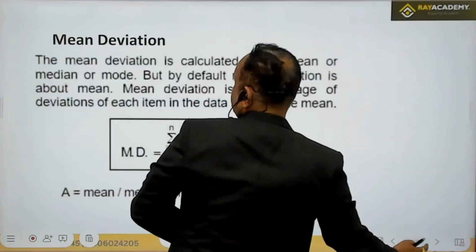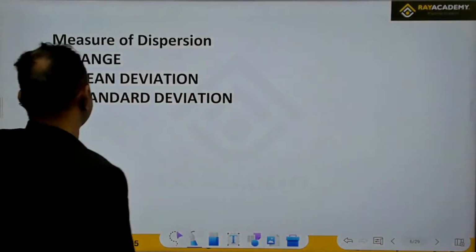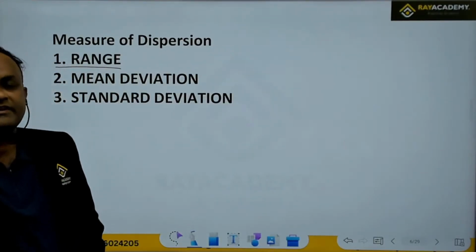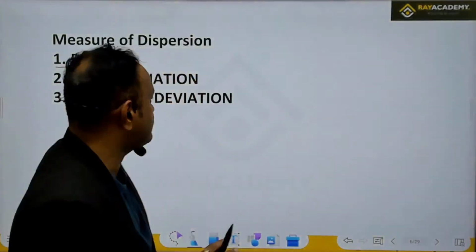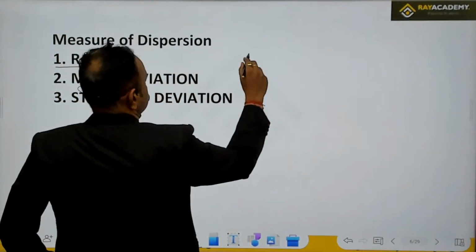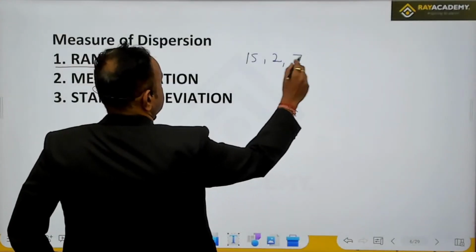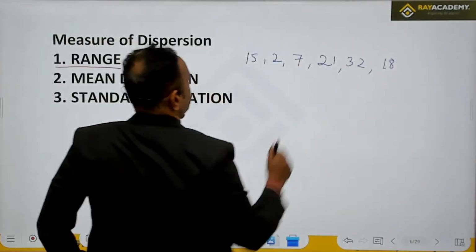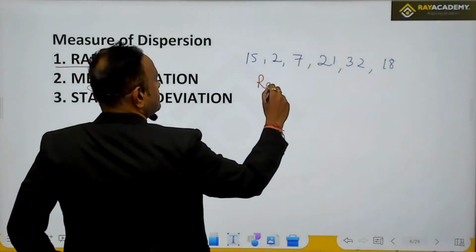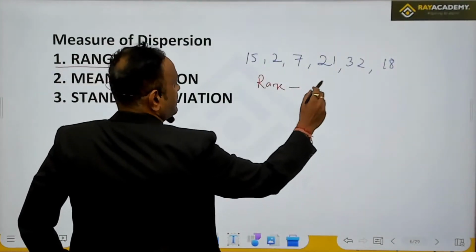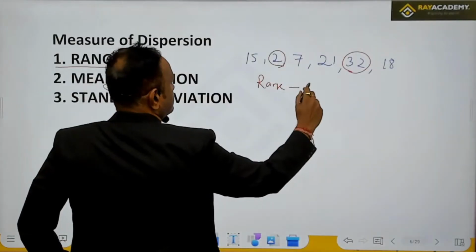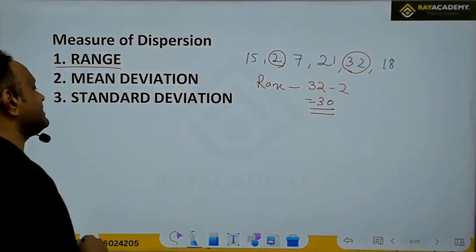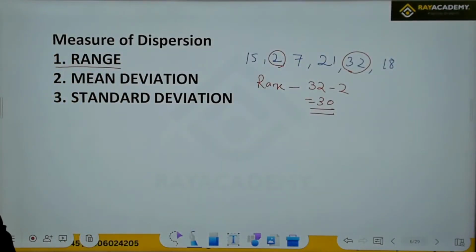Okay, next, what is range? It's a very easy term. Range means, for any data set, the difference between the highest number and the lowest number. Suppose the data is 15, 2, 7, 21, 32, 18. So what will the range be? The highest number is 32, the lowest number is 2, so 32 minus 2, that is 30. So 30 is the range of this data set. Very easy, range is nothing difficult.